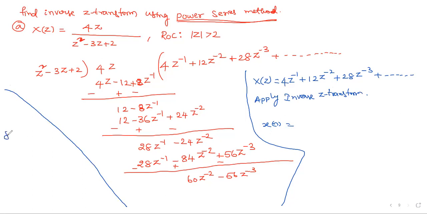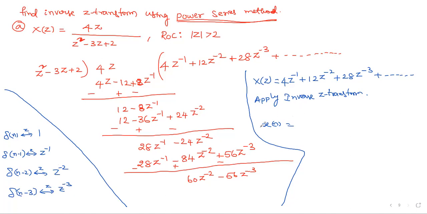The z transform of del of n is 1. Del of n minus 1: what will the z transform become? Z power minus 1. Del of n minus 2: what is the z transform? Z power minus 2. Del of n minus 3: what is the z transform? Z power minus 3. That you need to write here.